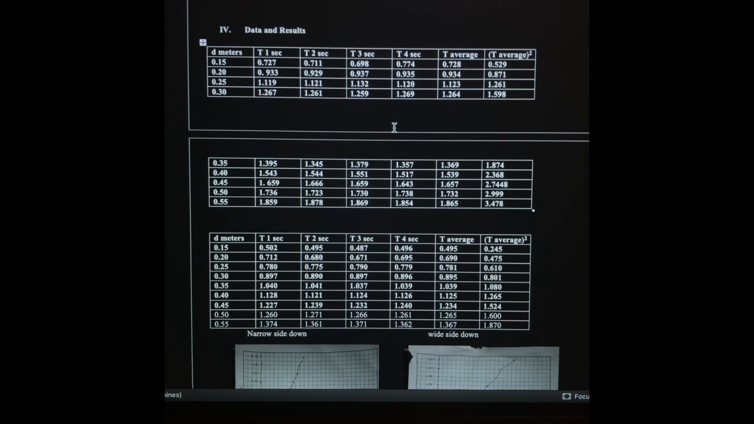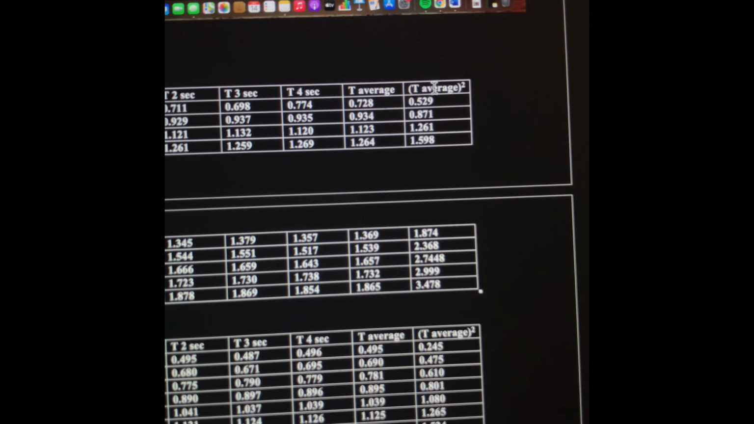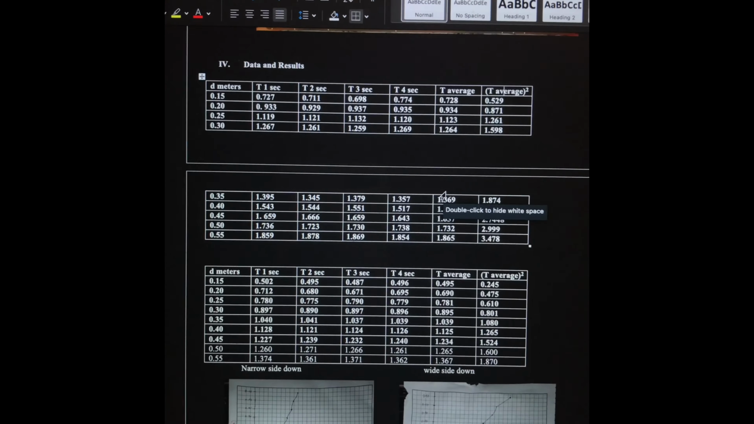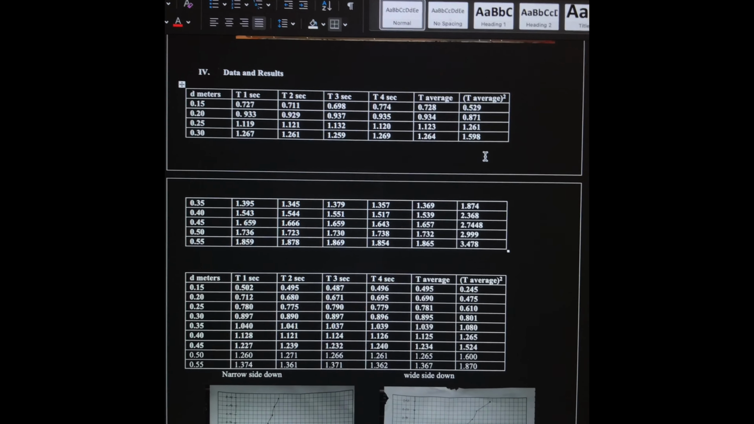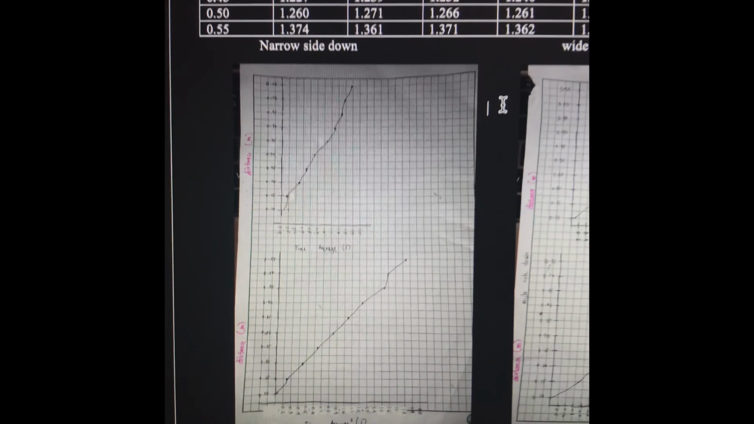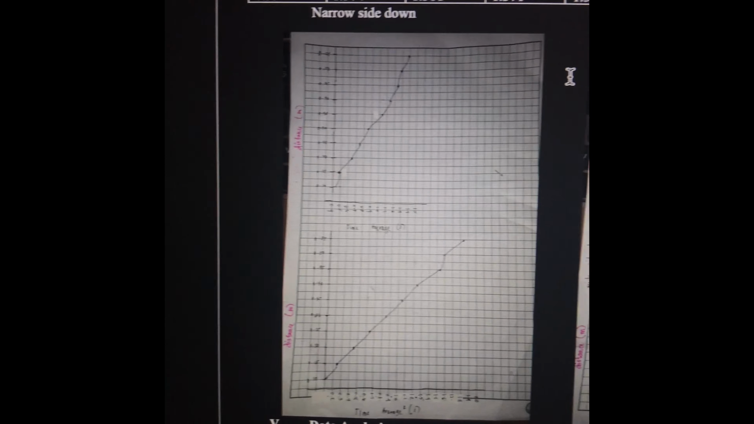That's my data and results for the trials and T average squared. This is my graph for the narrow side down, and the other one is the wide side down. So that's the graph, narrow side down.